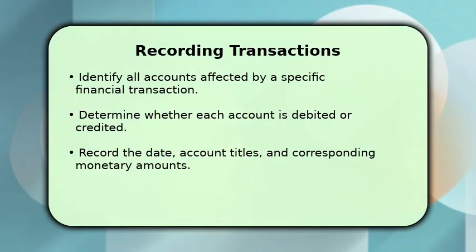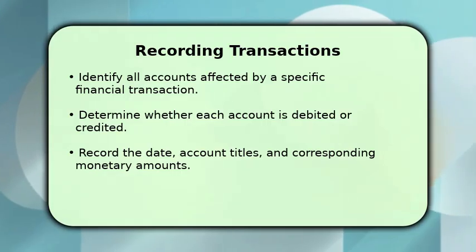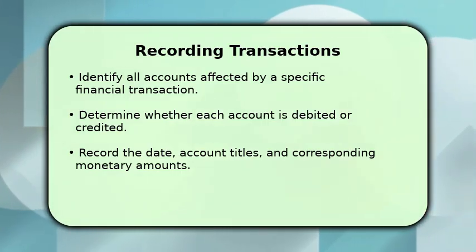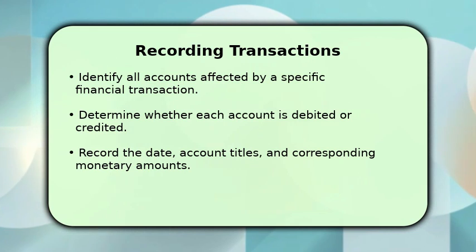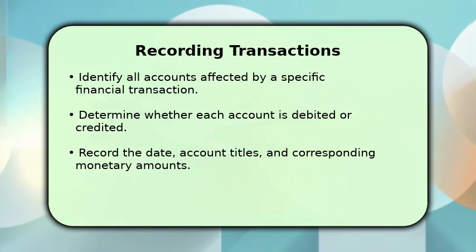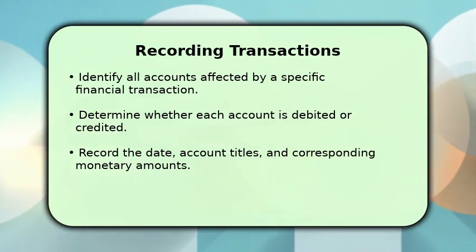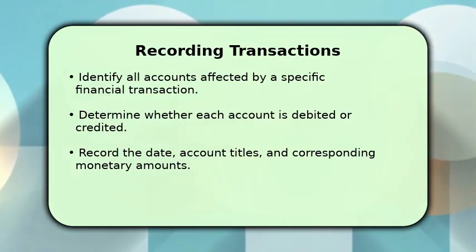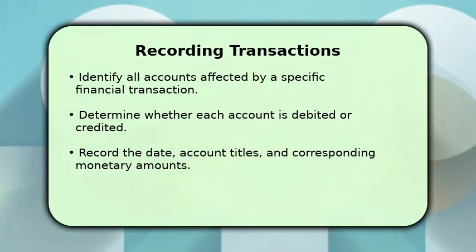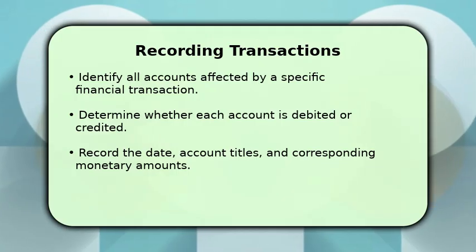Now, let's record a transaction. First, identify the accounts involved, like cash and sales revenue. Next, decide if each account is debited or credited based on the transaction type. For instance, a cash sale increases cash debit and increases sales revenue credit. Finally, enter the date, account names, and the exact monetary values, ensuring debits equal credits.